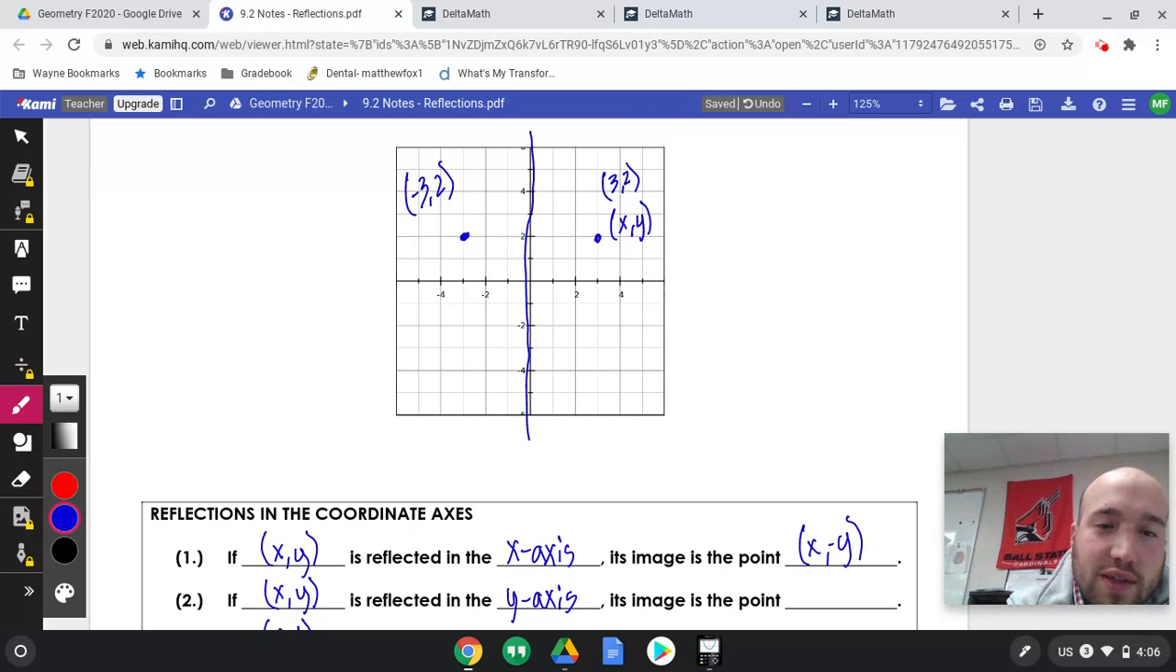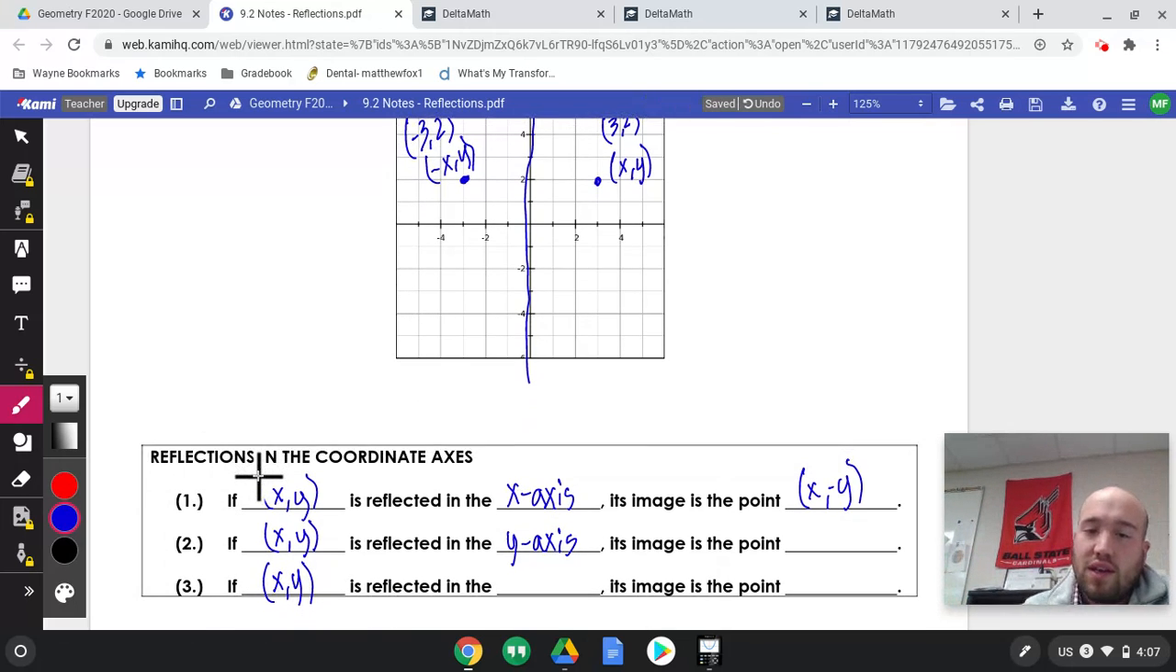So from an xy standpoint, that'd be negative x comma y. The y value is the same, still the same height, but the x value switched. Now if it had been negative, the x value would still switch. It'd be the opposite, go to positive. Okay?